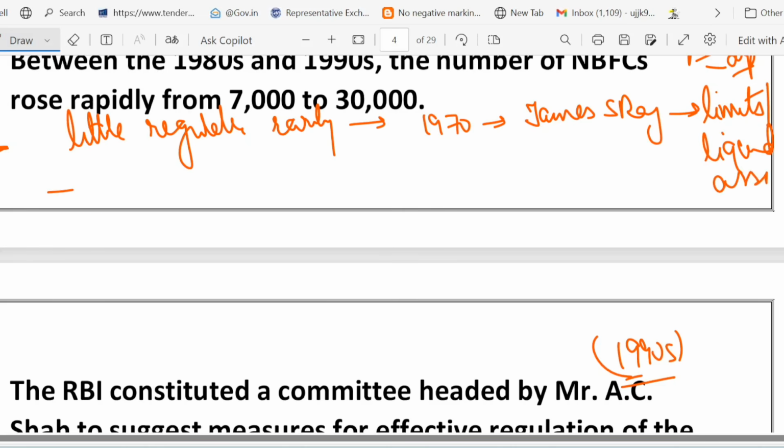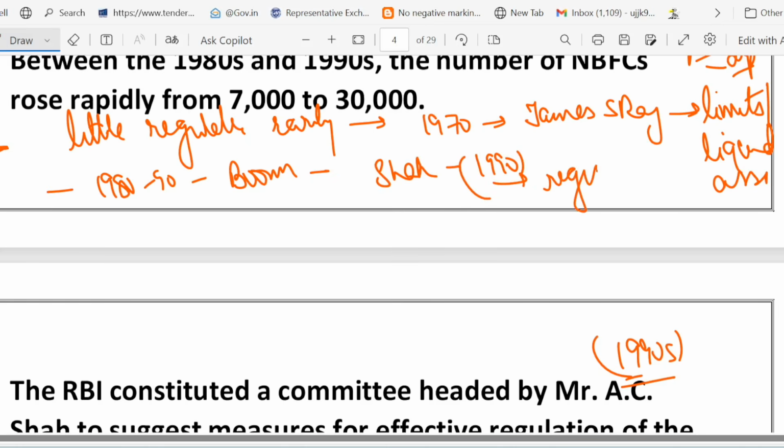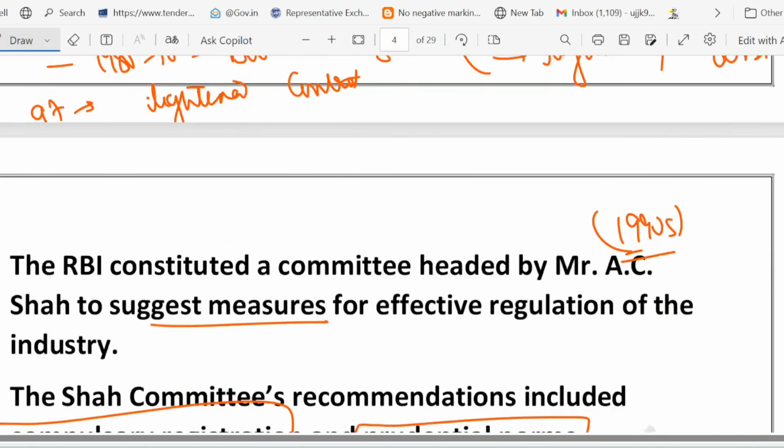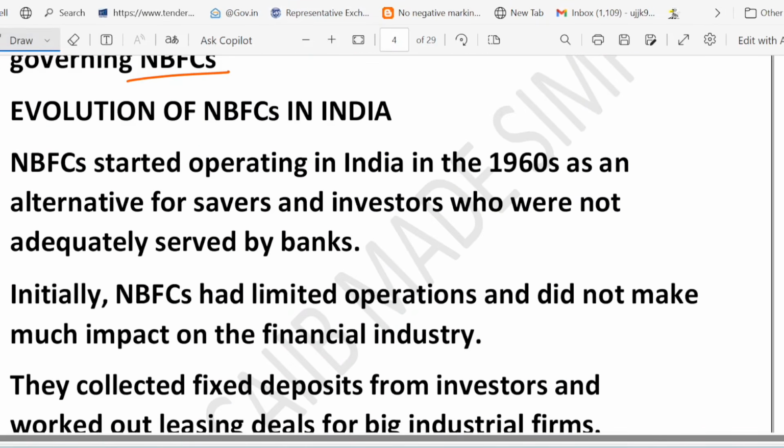Then in the 1980s and 1990, I told you that NBFCs boomed. Then the SA committee was organized in the year 1990, and the SA committee recommended registration and strict rules. And in 1997, what happened? RBI tightened control. So these are the major breakthroughs that NBFCs have gone through. Now have a look at the evolution of NBFCs in India.